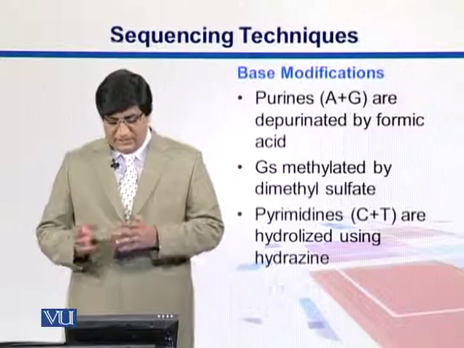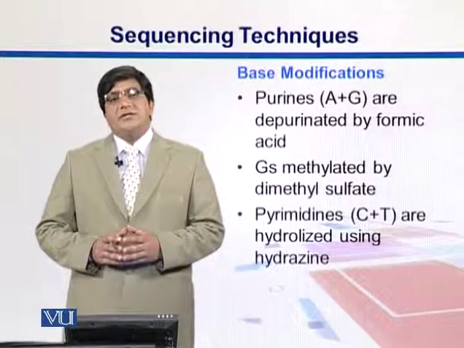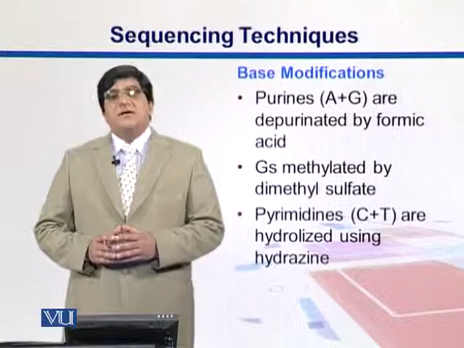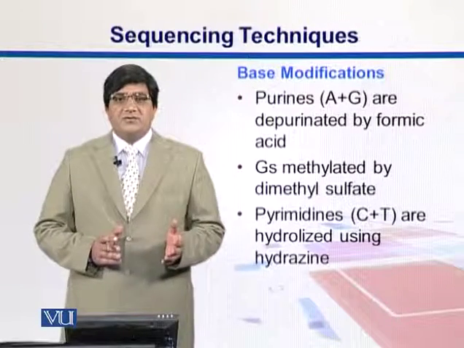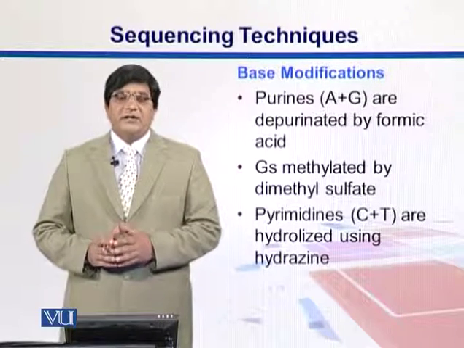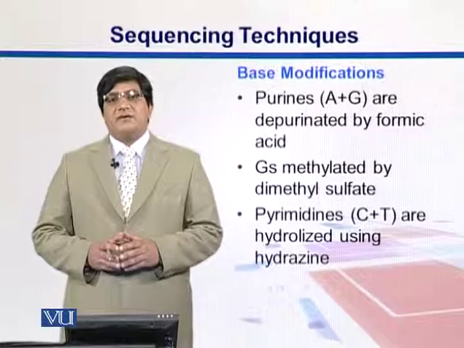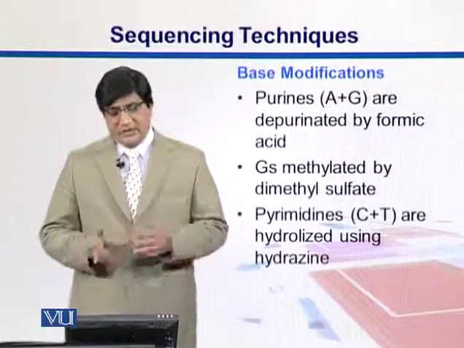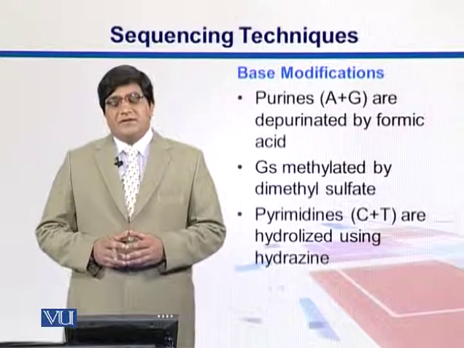So purines are A and G, and they are depurinated by formic acid. Same way, Gs are methylated. So in this way, first we can identify that there are purines, and then within the purines we can identify whether it's a G or an A based upon this second reaction.